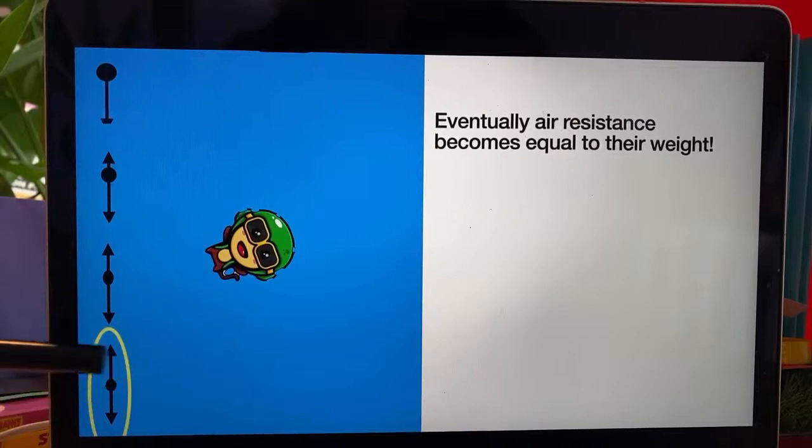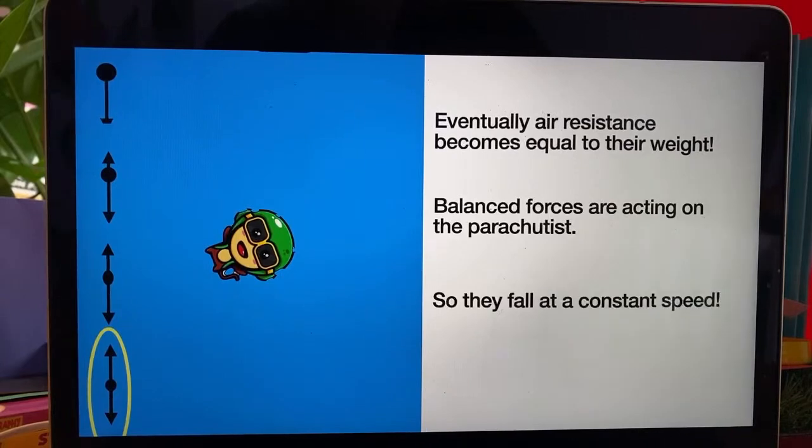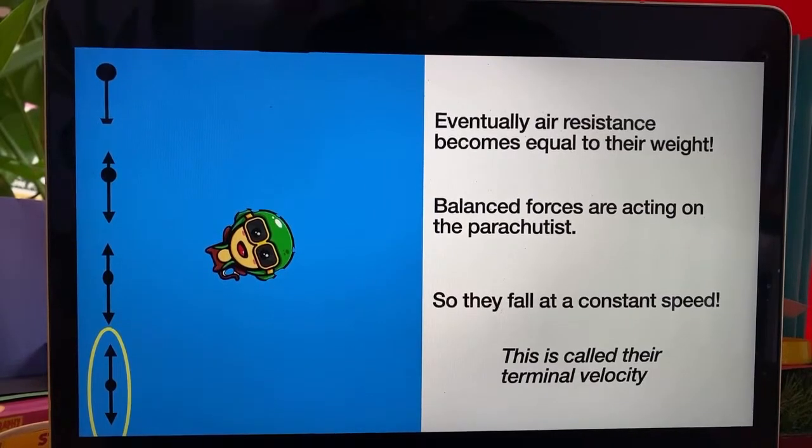So we've got a balanced force diagram here. We've got no resultant force acting. What do we know about things that are moving when all the forces acting on them are balanced, when there's zero resultant force? They fall at a constant speed, don't they? They move at a constant speed, and that constant speed is called terminal velocity.